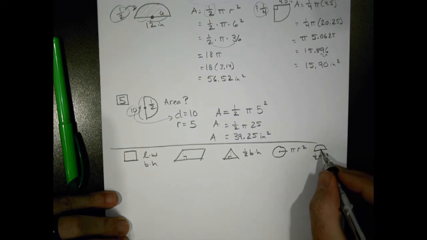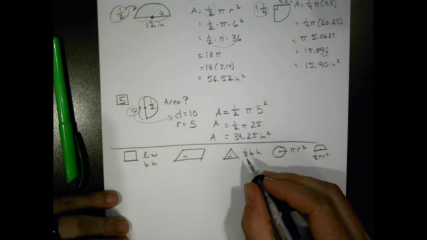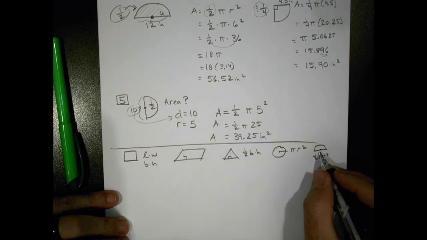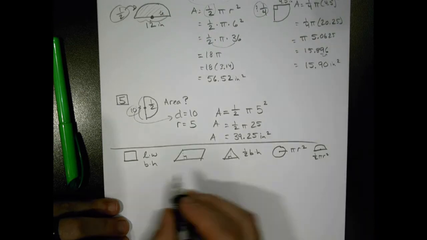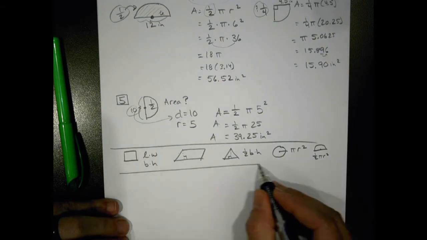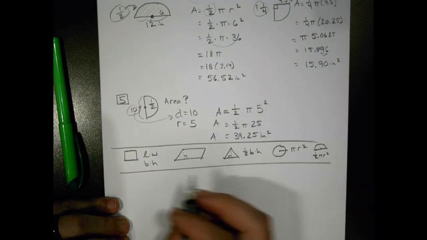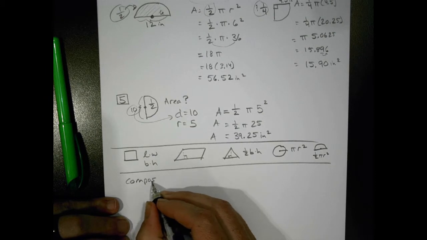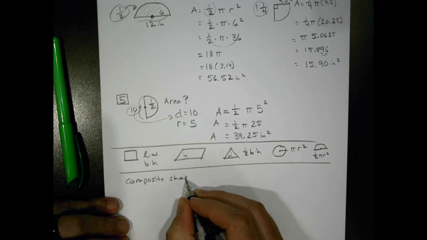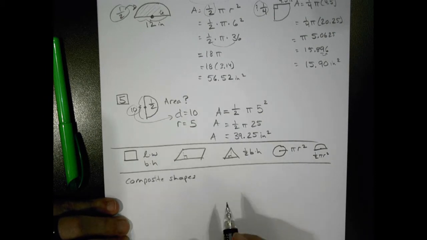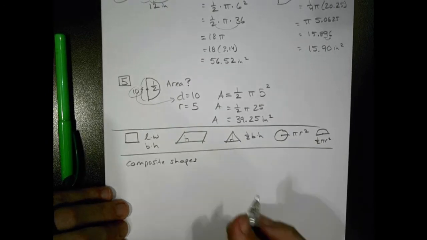I mean, think about this. Half a circle is just like doing a triangle, right? A triangle is half of a parallelogram, and a semicircle is half of a full circle. So knowing that, we can put all those things together, and then we start to finally talk about composite shapes. And composite shapes means we're putting multiple shapes together.